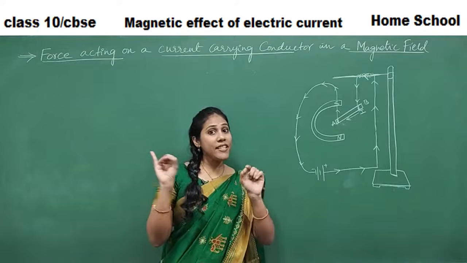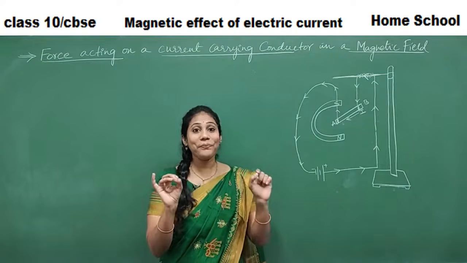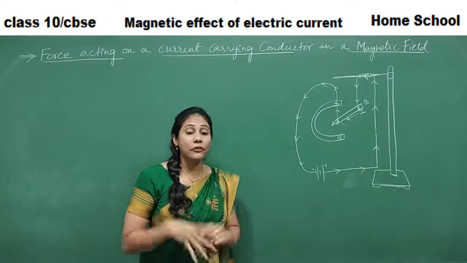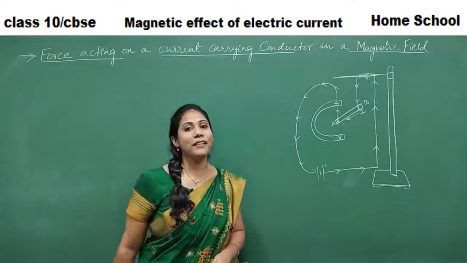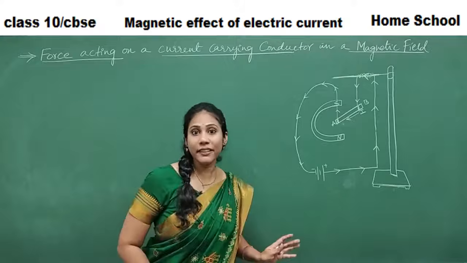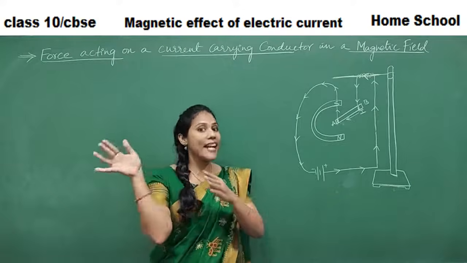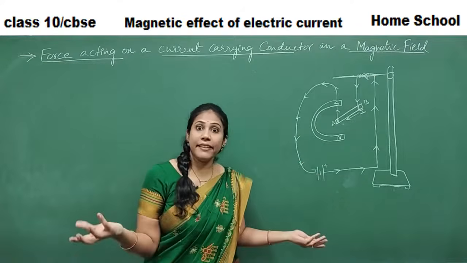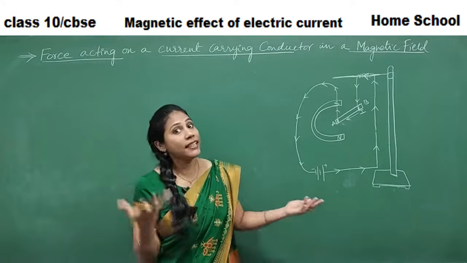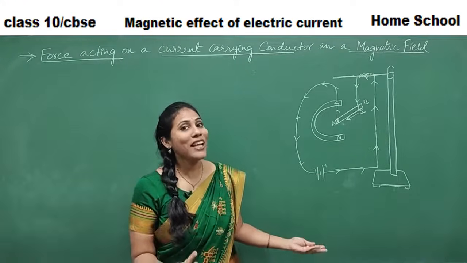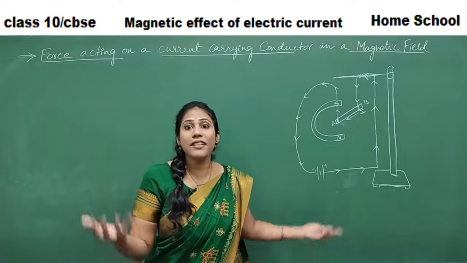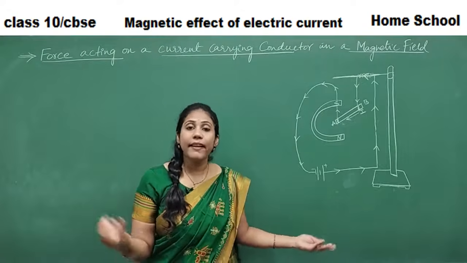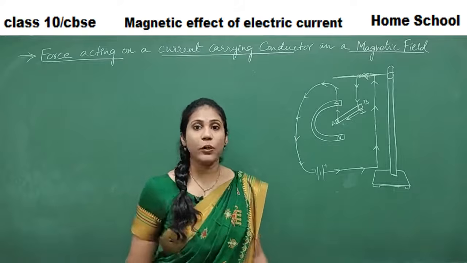There is some invisible force that works on that particular conductor when it is kept in a magnetic field, when it is kept near a magnet. So when a conductor which is carrying a current is kept near some magnet, some invisible force is acting on it. That's what we are going to study. What is that invisible force? How does it act on it? What happens to a conductor when force acts on it? Everything we will discuss in today's video.